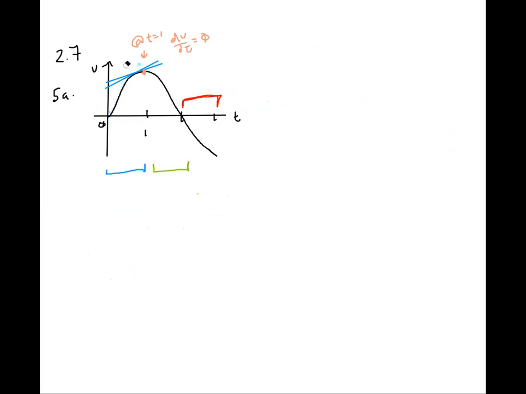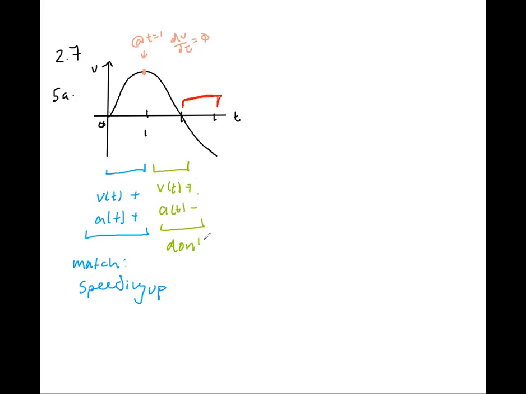One other way to look at this would be to say v of t is positive here and a of t is positive. They match, so it's speeding up. Here, v of t is positive and a of t is negative, so they don't match. So the particle is slowing.